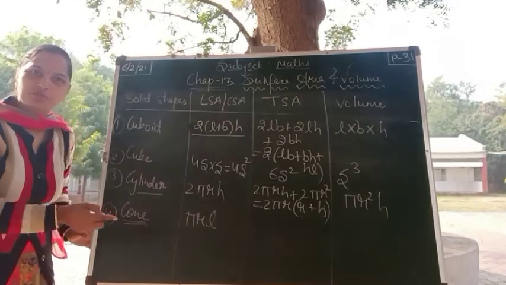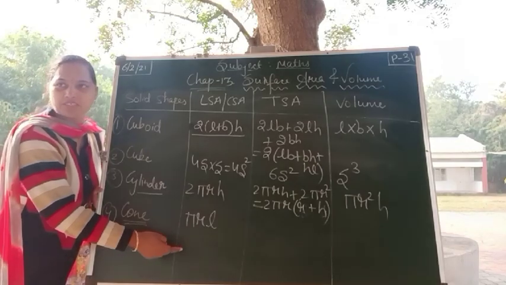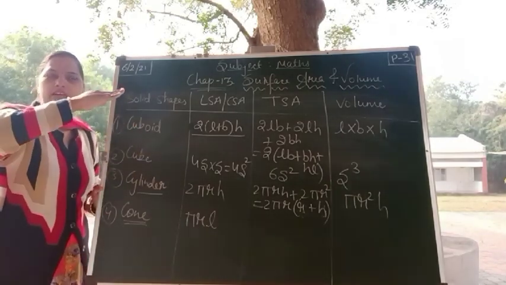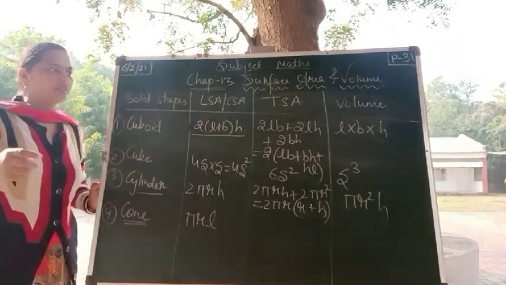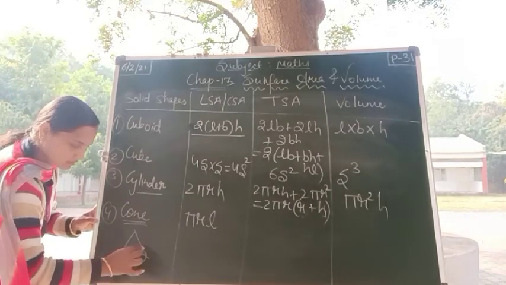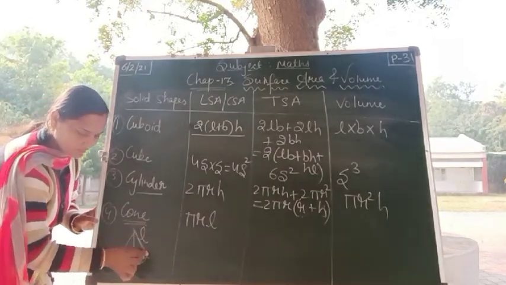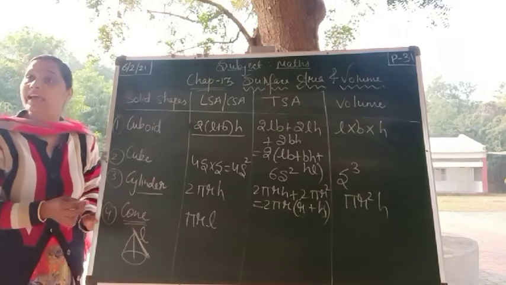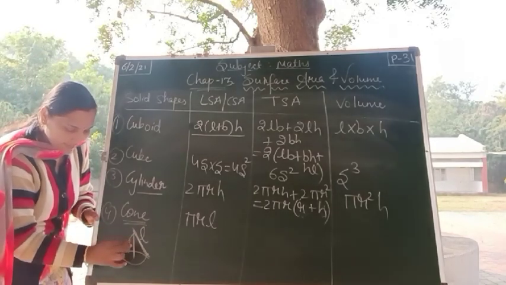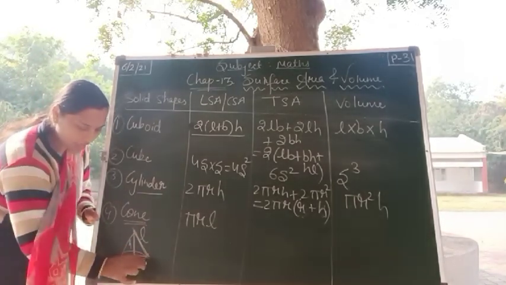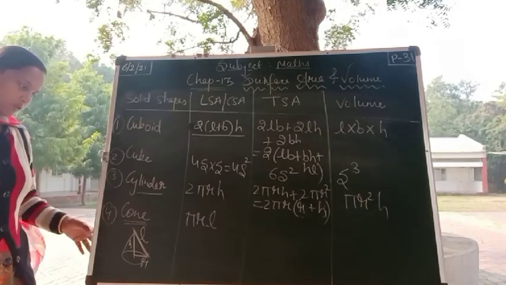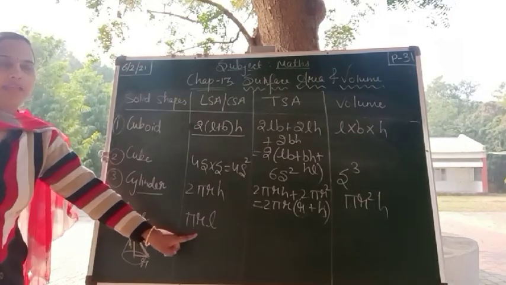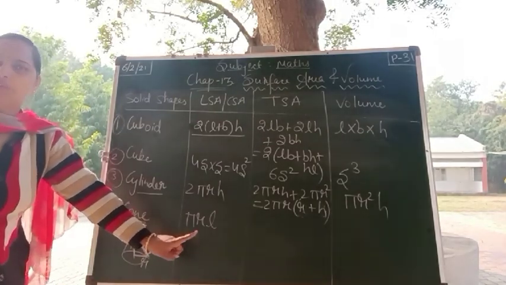I am not going to use the formula perimeter of base into height, because here the curved surface has a slant height. This is l, slant height. This is h. This is r, the radius of the circle. Now clear? So that's why pi r l is there. I'll tell you how it is derived.